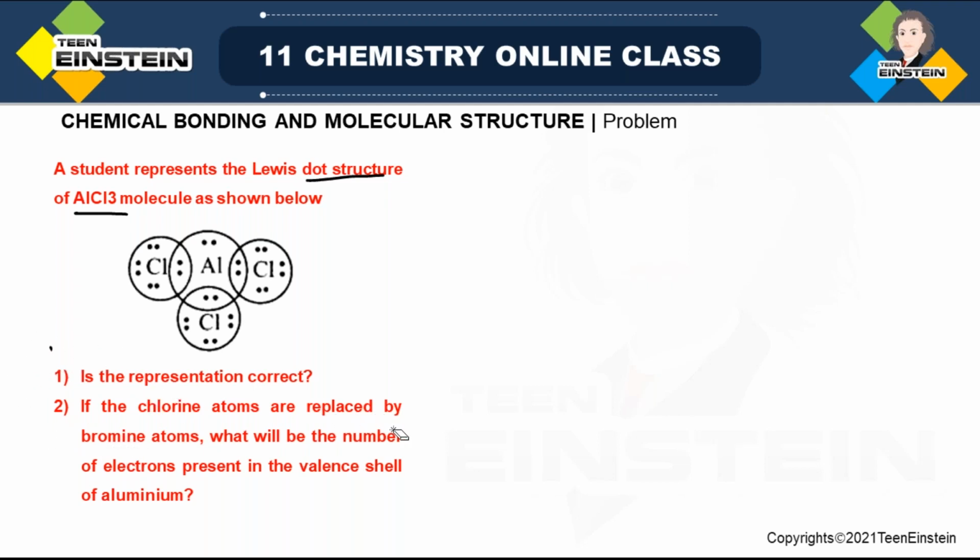Look at the structure carefully. Aluminium is from group 13. Group 13 means you have to consider the last digit, which is 3. So 3 is its valence electrons. It is actually 3s2 3p1. Now, 3 valence electrons, and if I draw the structure as if there are 3 bonds.